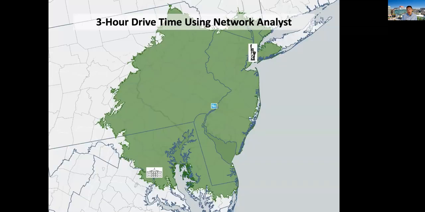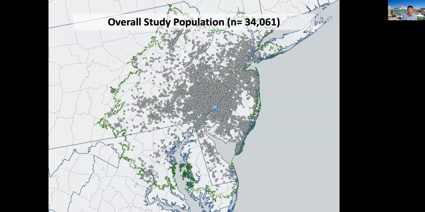So look, using GIS, our patients came from this 3-hour drive time using Network Analyst from Esri's ArcGIS software. And we see that many of our patients came from as far as New York City, up above where the Statue of Liberty is, and down below where there's an icon of the White House in Washington, D.C. And our hospital is indicated in Philadelphia as the icon with the letters C and H.